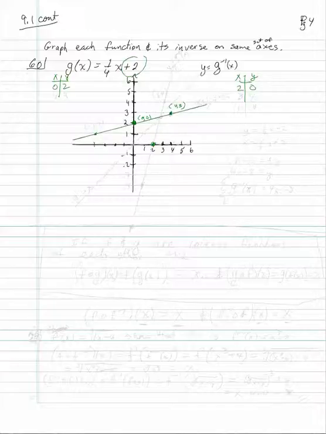This is y equals g of x. Now if I want to do y equals g inverse of x, I just switch those points around. So let's see, this was (-4, 1). And then this was (4, 3). So if I have (4, 3), I switch around to (3, 4).